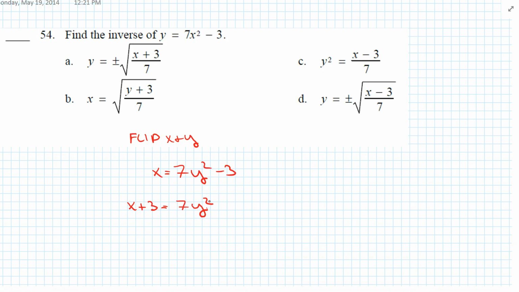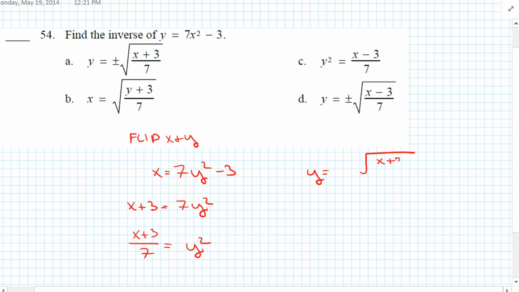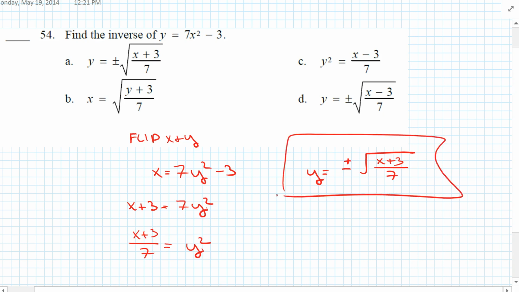Okay. So I'm going to get (x plus 3) over 7 equals y squared. We're going to square root each side. So y is going to equal the square root of (x plus 3) over 7. Remember, when we square root something, what do we have to do in front of it? Make it a plus or minus. So y equals plus or minus the square root of (x plus 3) over 7. Only answer there is A.